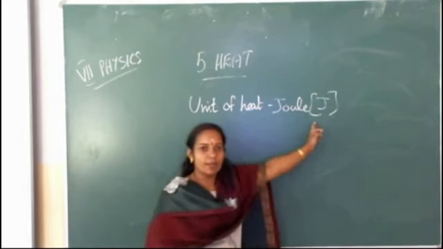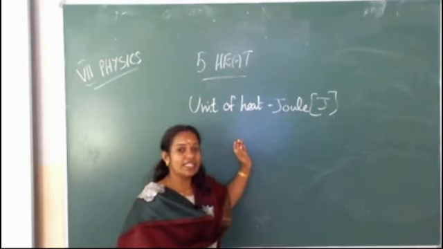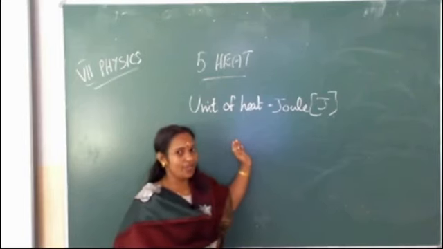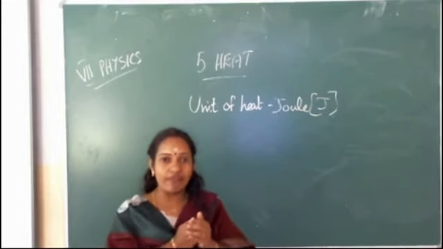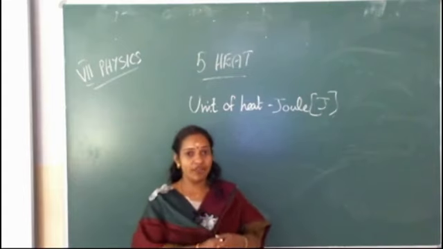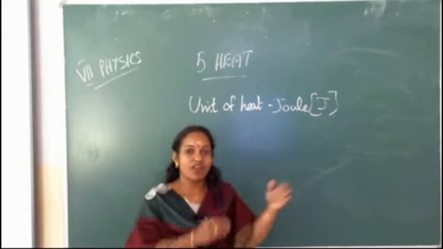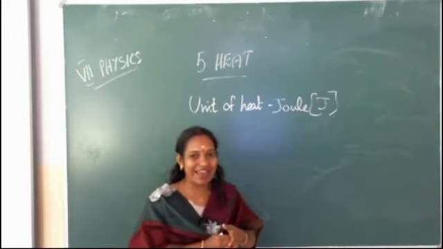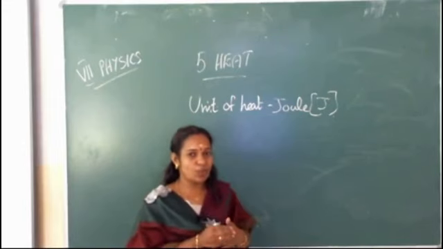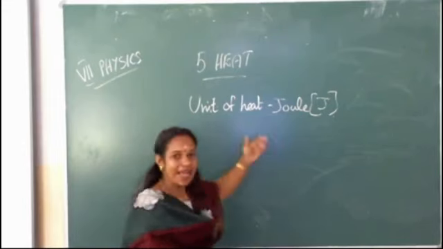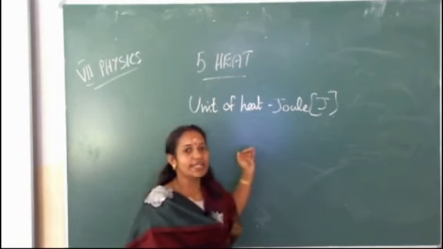It is represented by the symbol capital J. The other units of heat are calorie and kilocalorie. In biology, you studied the amount of energy obtained from different substances, different foods, in terms of calorie. From carbohydrates, this much calorie. From rice, this much carbohydrates, this much protein, like that. So, here calorie and kilocalorie are the other units of heat.